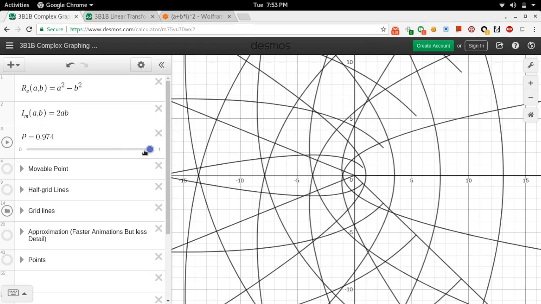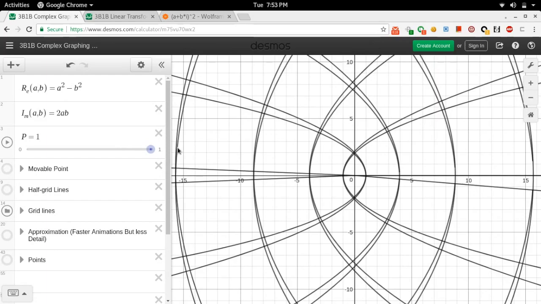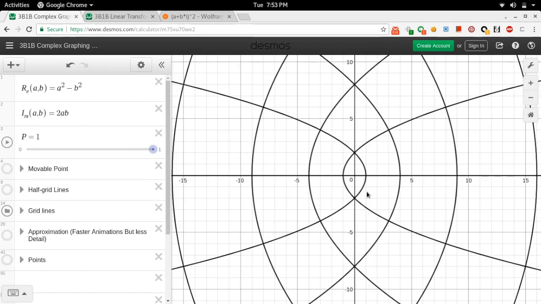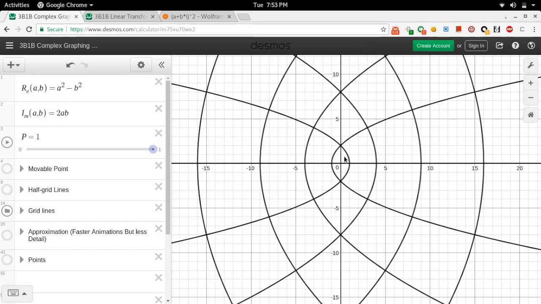I feel it is worth noting. Here we go, at the end, in a second. There we go. And when it's all the way at 100%, then this is the output plane. So this is where all the points map to on the output from the input plane.